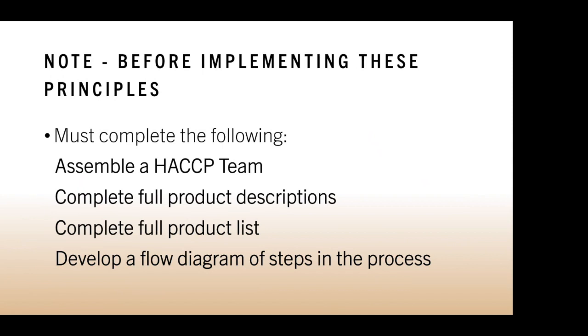Before implementing the 7 principles of HACCP, there are some things that need to be gathered before we can start. The first and very important pre-HACCP building item is to assemble the HACCP team. Then you will complete full product descriptions. Then we will complete a full product list. And finally, develop a flow diagram of steps in the process.